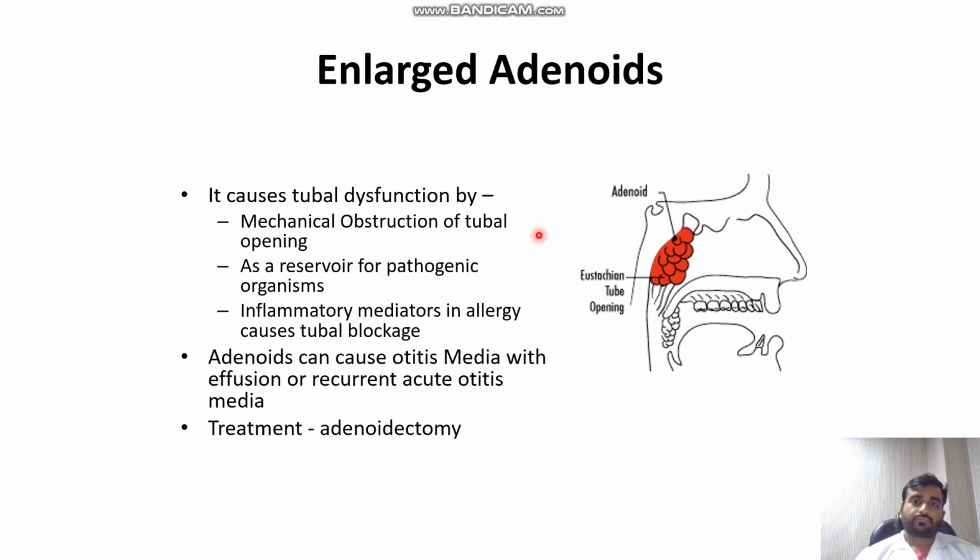Now, some functional causes are enlarged adenoids. Enlarged adenoids cause tubal dysfunction. If there is enlargement of the adenoid, it acts as a reservoir of pathogenic organisms, and the inflammatory mediators in allergy cause tubal blockage. Adenoids can also cause otitis media with effusion or recurrent otitis media. We treat these patients with adenectomy.